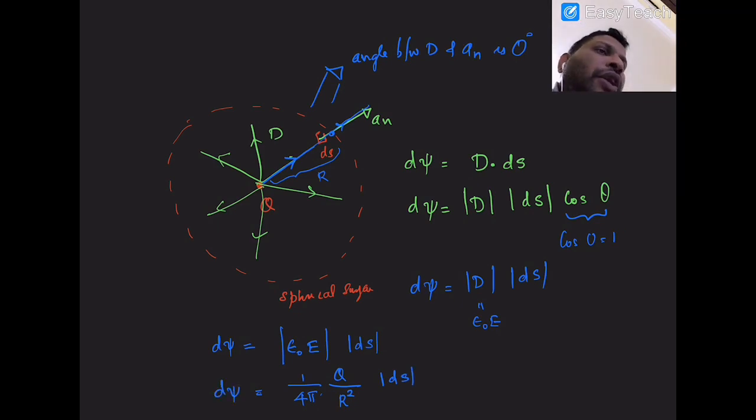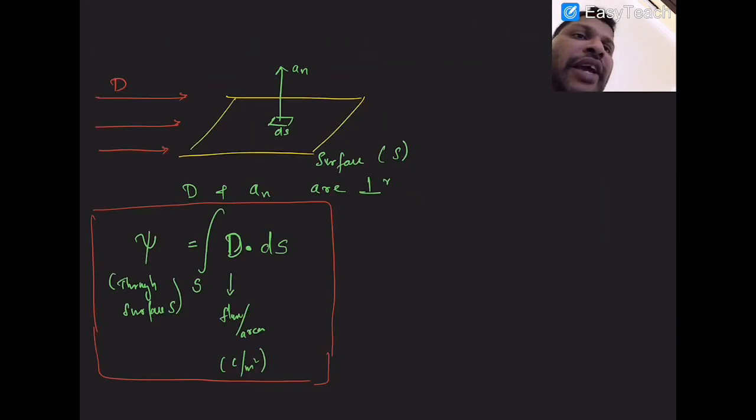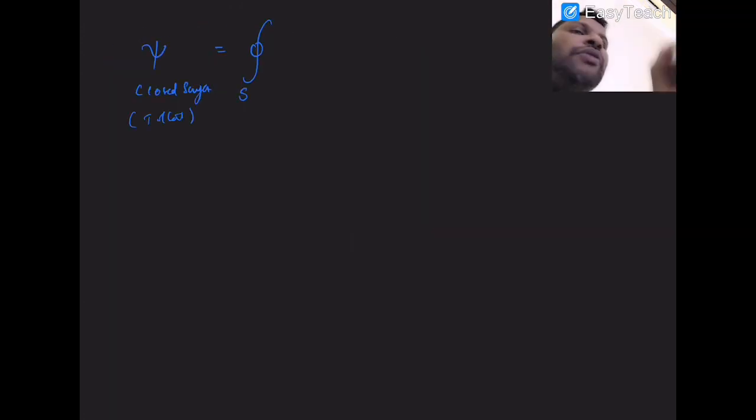Now if I want to find the total flux, and you see here, this is a closed surface. If I want to find the total flux over that closed surface, I have to integrate over that closed surface. Now you see I have used a different notation. Previously when I defined the flux, I didn't use this notation, because I was finding the flux through a surface. Now this is a closed surface, so I have to integrate over the closed surface.